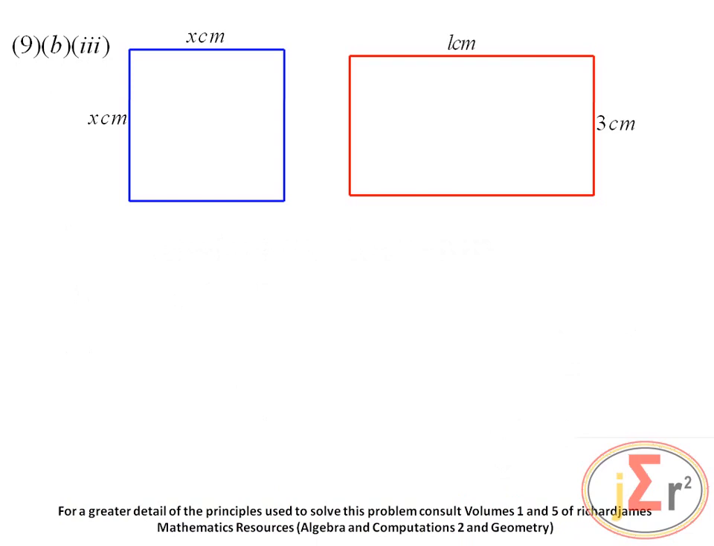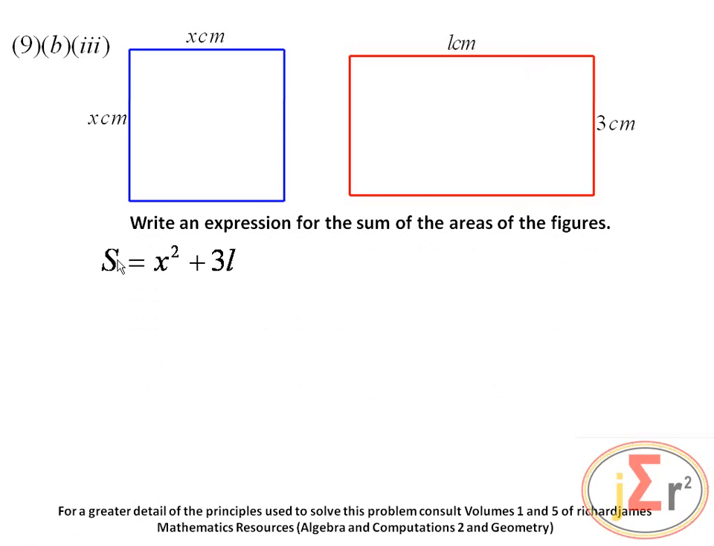The sum of the areas of the square and rectangle is represented by S. So the sum of the areas, what is the area of this square? Length times width. But in a square, the length and the width are equal. So we're going to have x multiplied by x, which is equal to x squared. So that is going to be the area of the square. And what about the area of the rectangle? That is going to be L times 3, which is 3L. So we have the sum of the areas will be equal to x squared plus 3L. x times x, x squared. L times 3 is equal to 3L.